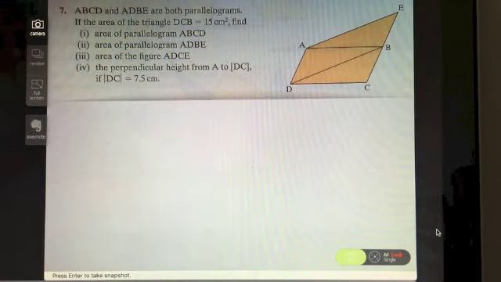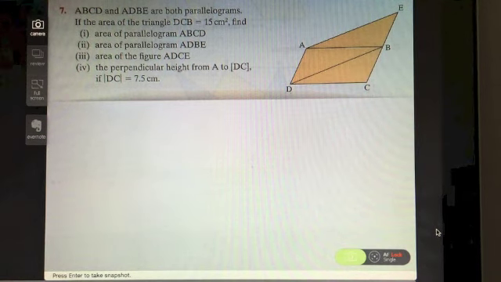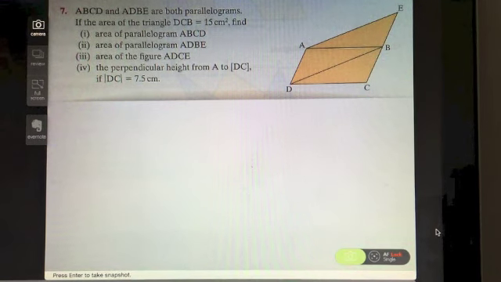Okay, so last question we're going to take a look at in this video is this one. So we have ABCD and ADBE, they're both parallelograms. And we're told that the area of the triangle DCB is equal to 15 centimeters squared. Find the area of the parallelogram ABCD first, the area of the parallelogram ADBE then, and the area of the figure ADCE. And then the last part is saying find the perpendicular height from A to DC if DC is equal to 7.5 centimeters. Okay, so pause the video here and see how you get on.